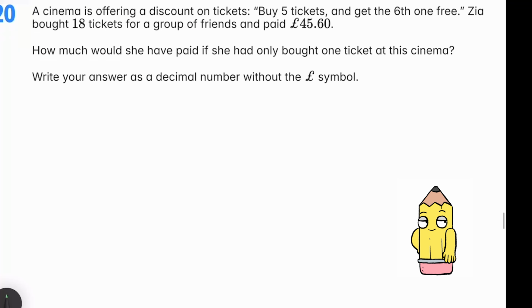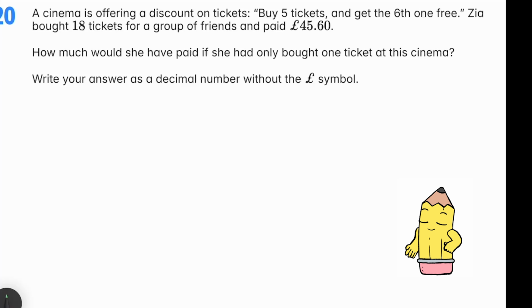Amazing! Right, we're down to our final question. A cinema is offering a discount on tickets. You buy 5 tickets and you get the 6th one free. Zia bought 18 tickets for a group of friends and paid £45.60. How much would she have paid if she had only bought 1 ticket at this cinema?